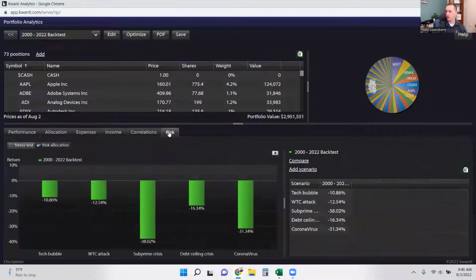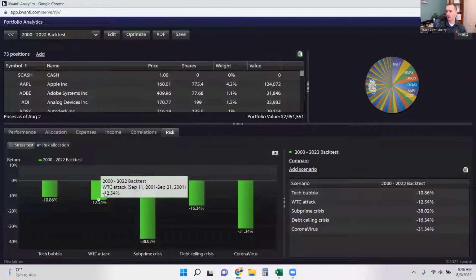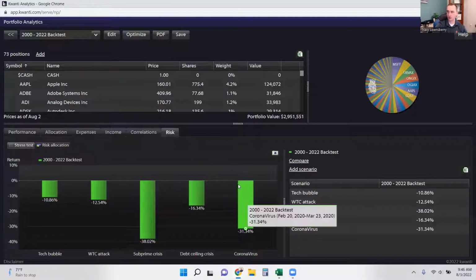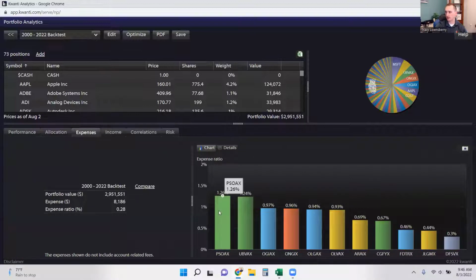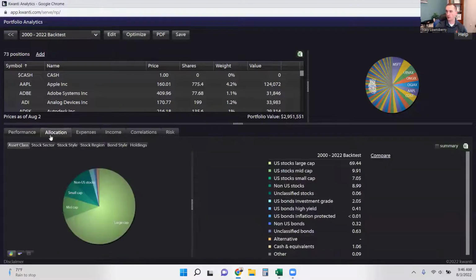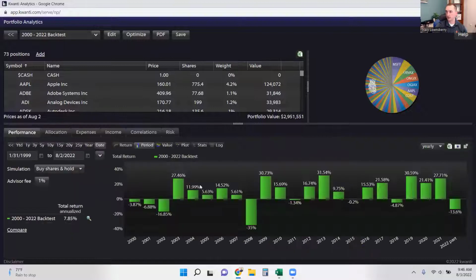And you're even able to see risk on here. Basically, what are your biggest drawdowns during corrections we've had in the market? You can see income, you can see expenses. These are expense ratios on their funds, which is not fun, but their overall expense ratio on the account's not too bad, 0.28%. Then how it's being allocated: a huge amount into large cap stock, and very little bonds. It's really just a stock portfolio.